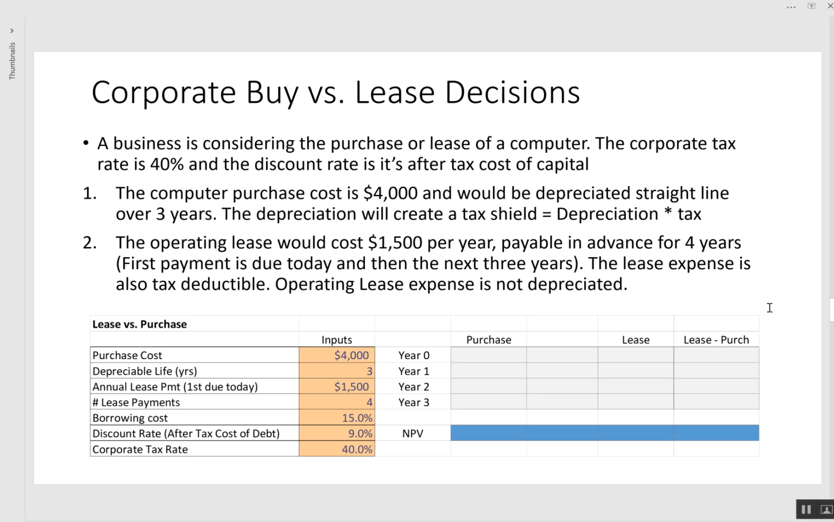You'll depreciate it over 3 years, which will create a depreciation tax shield of the depreciation expense times the tax rate. Otherwise, you'll do an operating lease. We'll assume that the operating lease is 4 payments of $1,500, one today and then one at the end of each of the next 3 years. We'll assume that lease expenses are tax deductible, and again, because this is an operating lease.